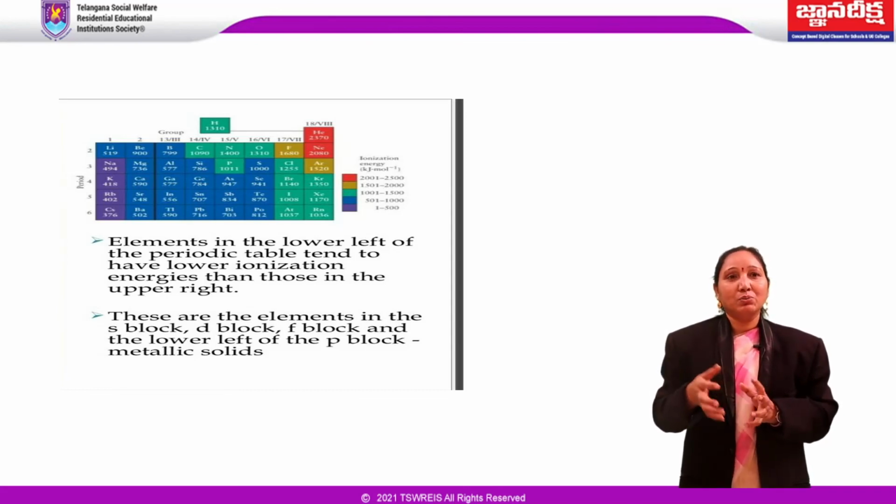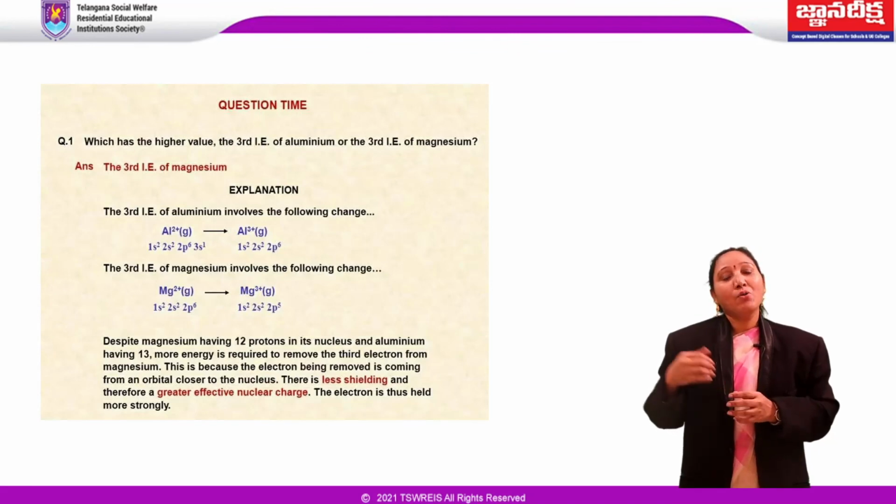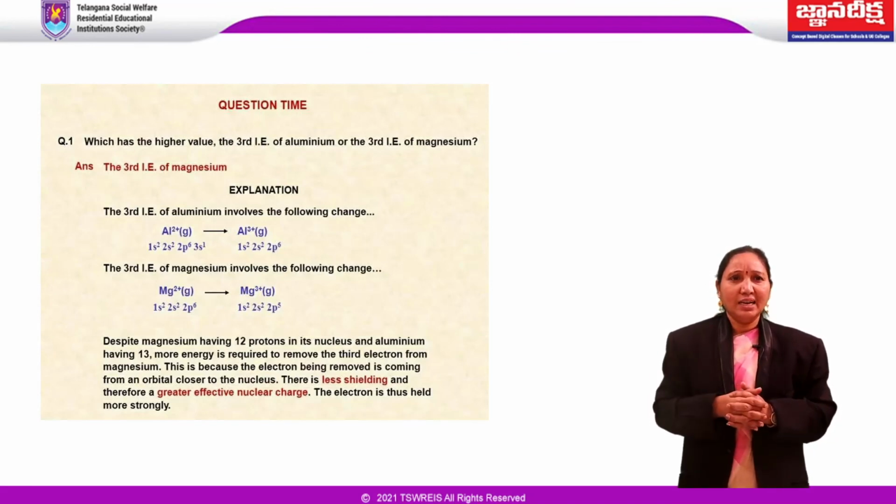However, magnesium has 12 protons in its nucleus, whereas sodium has only 11. The greater nuclear charge means the electron being removed is held more strongly and more amount of energy is required for magnesium. Okay, I will give one assignment.